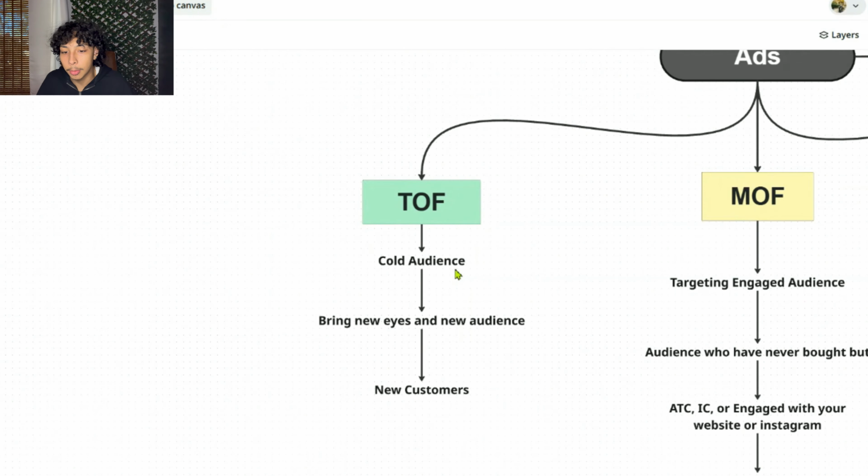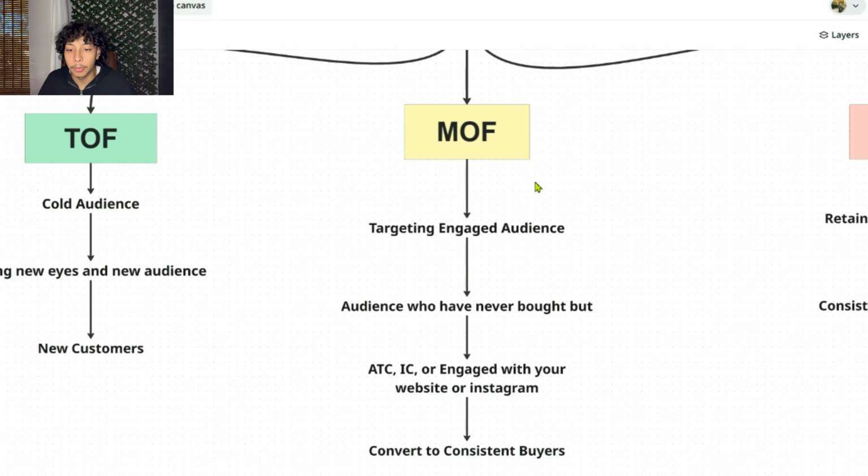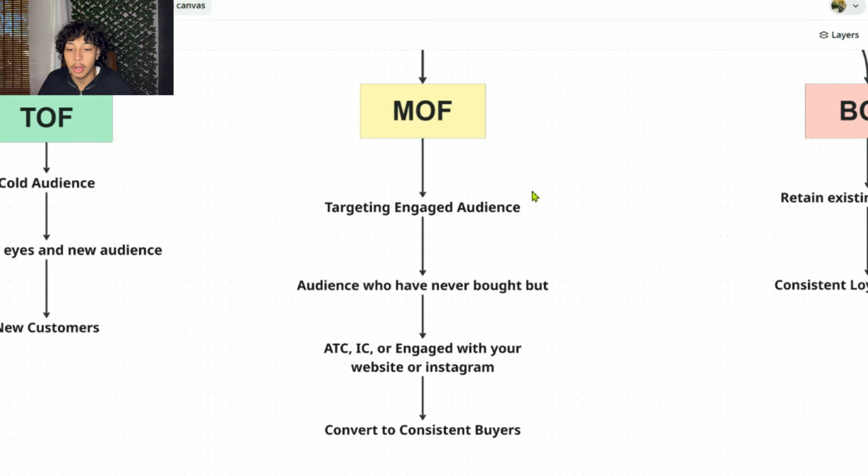So the first part is the top of funnel, and basically you're going to be targeting a cold audience. So people who have never seen your brand, never seen your shop, never been to your site, never heard of you, and you're going to convert them into customers. Next, the middle of funnel is targeting an engaged audience. So these are people who've seen your brand on Instagram, seen your shop, been to your website, engaged with your Instagram, but they just never bought from you. Your goal here is to make them trust you and explain to them why they should buy from you, so you convert them to actual consistent buyers.